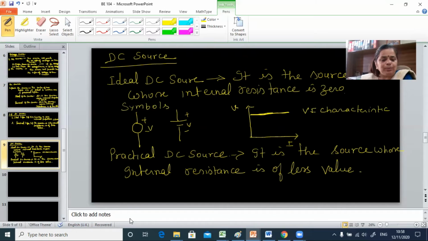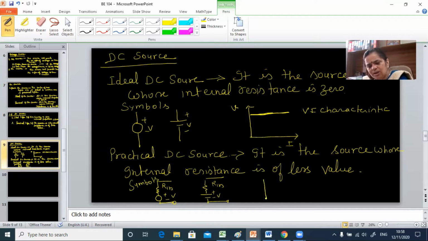Similarly, if I consider the practical DC voltage source, I have to connect one series resistance Rin, which is called the internal resistance. So this is the symbol of a practical DC voltage source, where we connect a resistance of a small value in series with a voltage source. So these are the symbols.